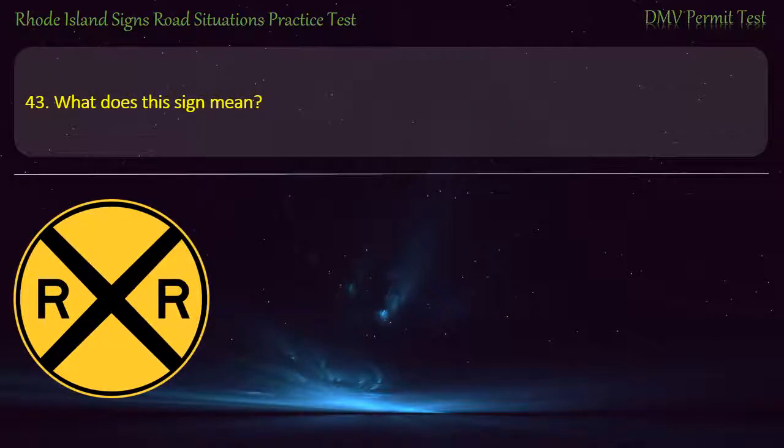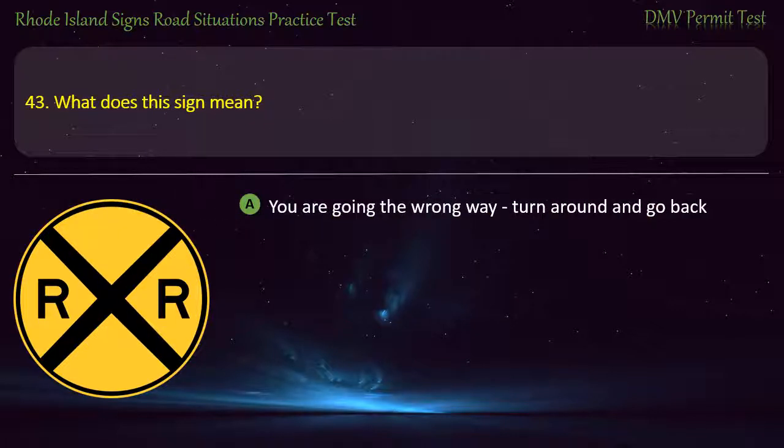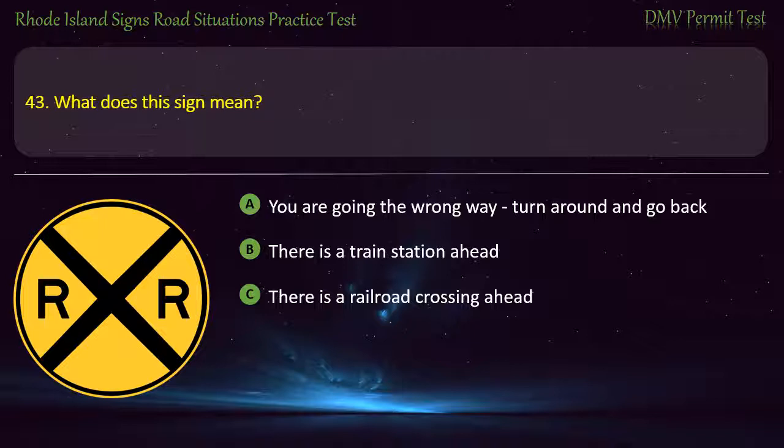Question 43. What does this sign mean? You are going the wrong way, turn around and go back. There is a train station ahead. There is a railroad crossing ahead. There is a four-way intersection ahead. Answer. There is a railroad crossing ahead.